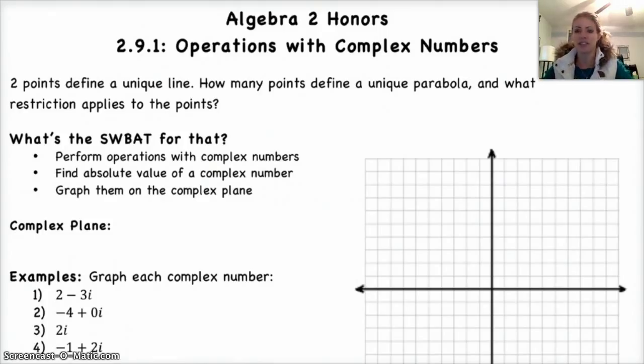And yes, we are doing this out of order. We're doing 2.9 before 2.6 and 7 and 8, I think, because I thought it made more sense to do the two imaginary number problems together. Okay, so here we go.